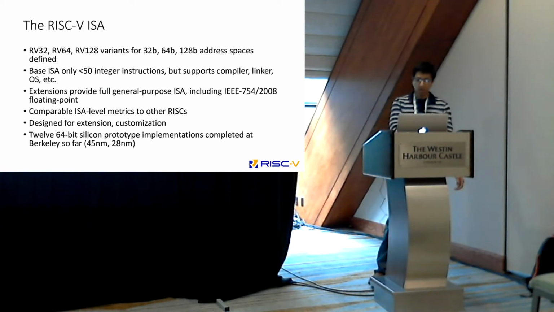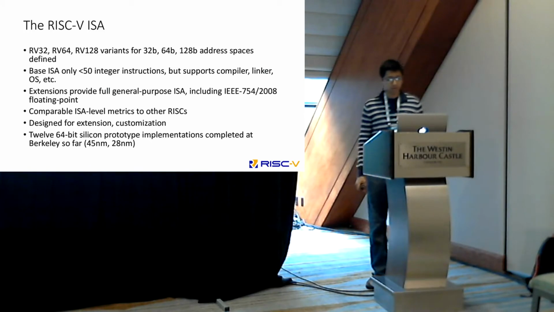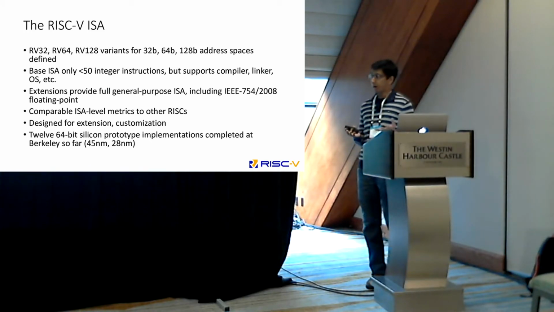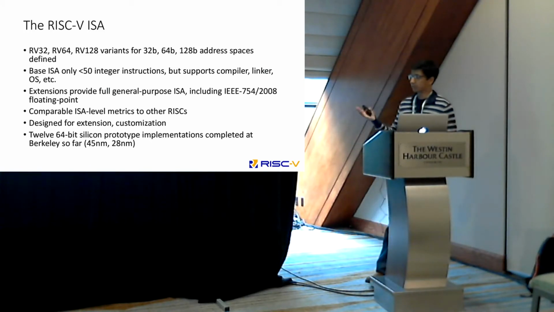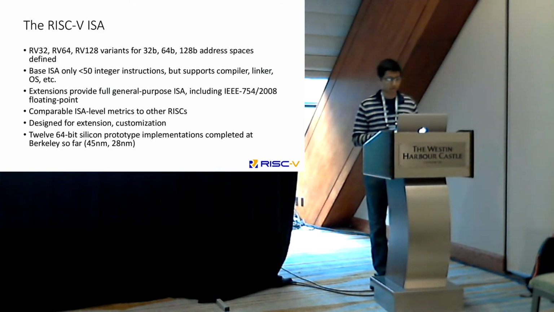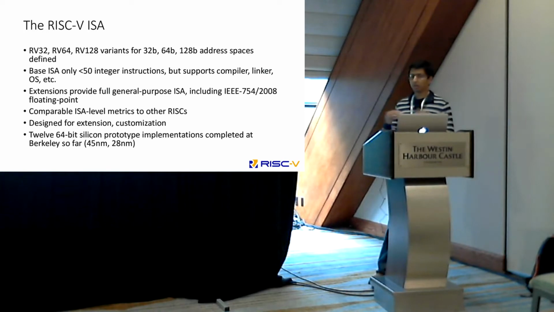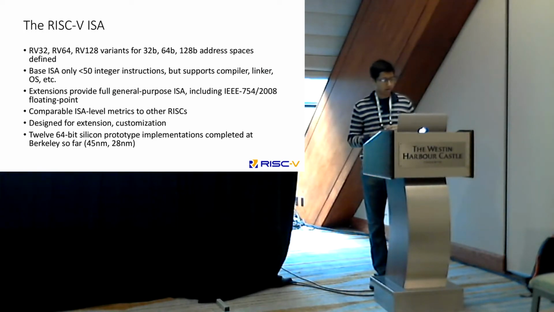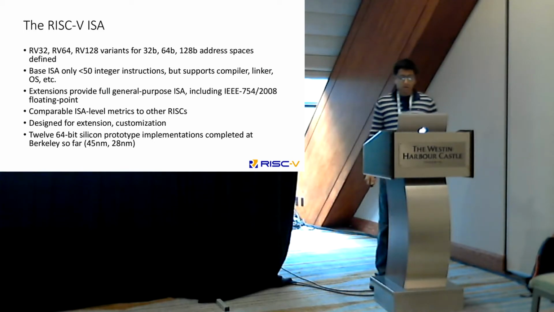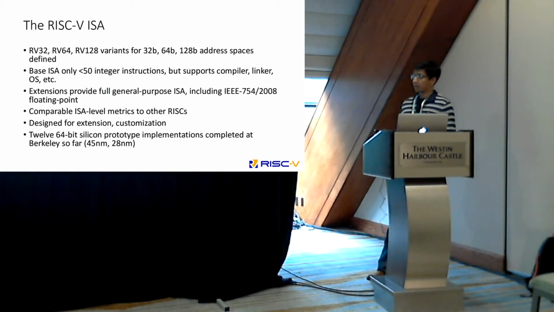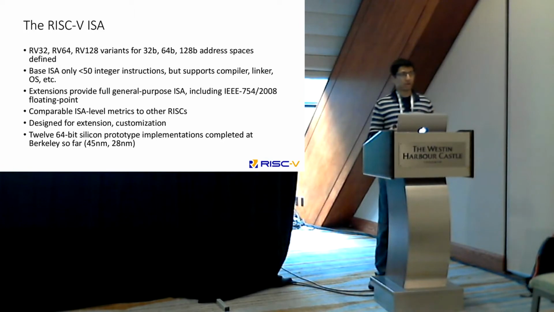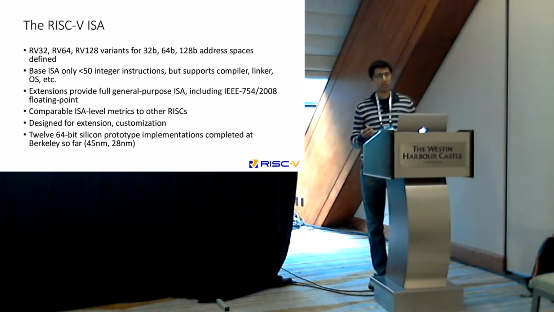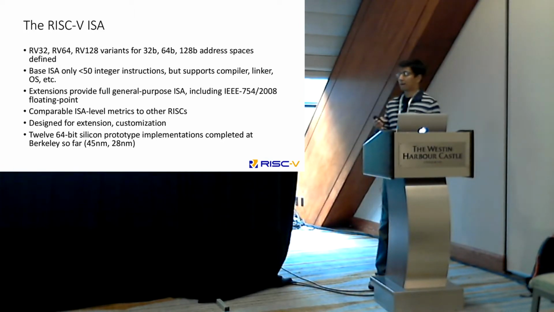So if you look at ISA level metrics, they're very comparable to other RISCs. And in fact, there are some recent tech reports out of Berkeley that compare it to even more ISAs, x86, ARM, and talk about cool things like macro-op fusion and breaking things into micro-ops and so on. So like I said earlier, the ISA is really designed for extension and customization. We know that people are going to want to add things to the ISA in the future, both as standard extensions and non-standard extensions.